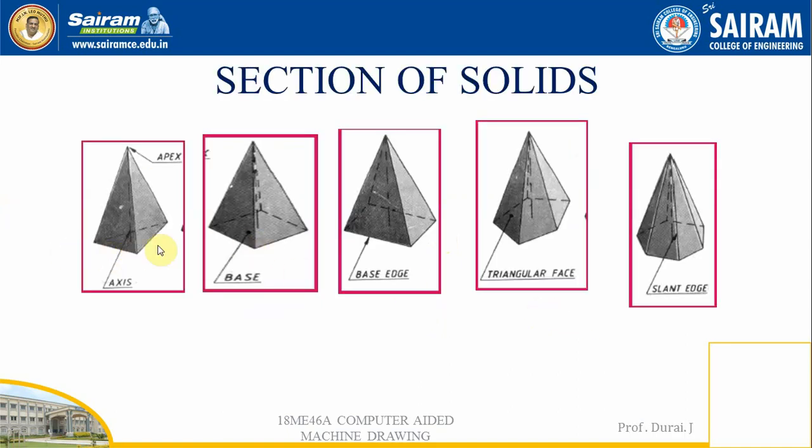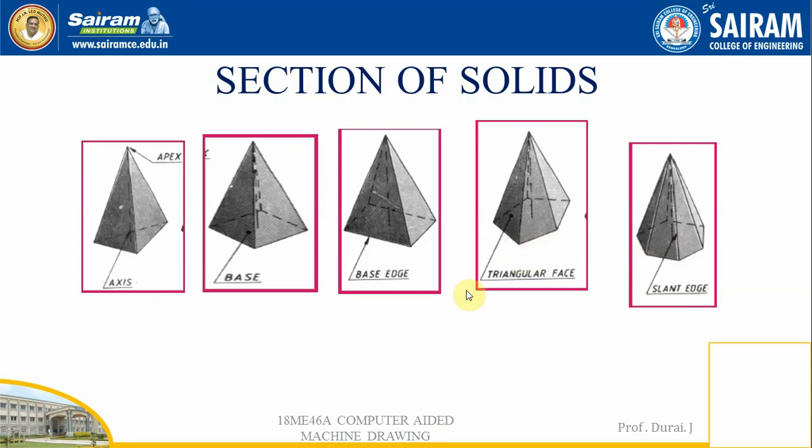There are different solids. The base here is a triangular base, giving a triangular pyramid, then a square pyramid, a rectangular pyramid, as well as a pentagonal pyramid, and here 1, 2, 3, 4, 5, 6, a hexagonal pyramid. So these are all the pyramids.